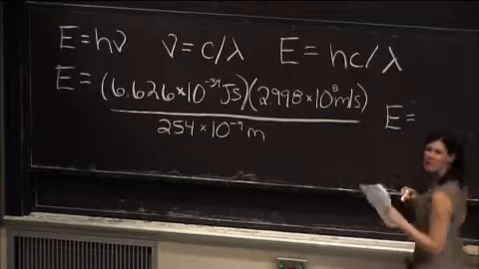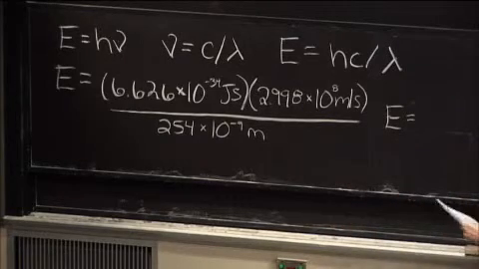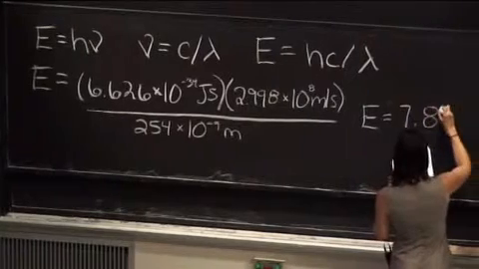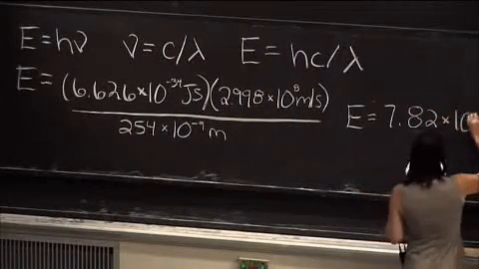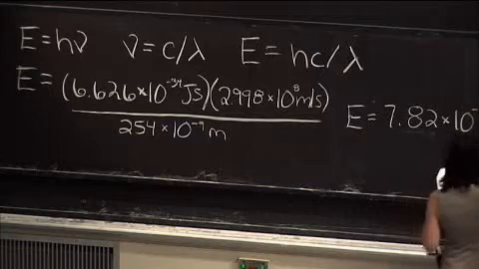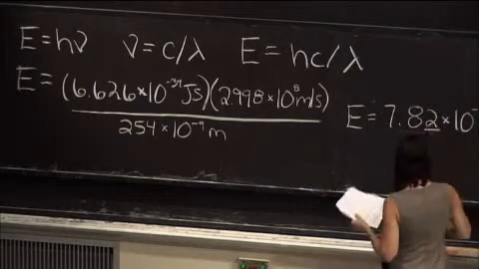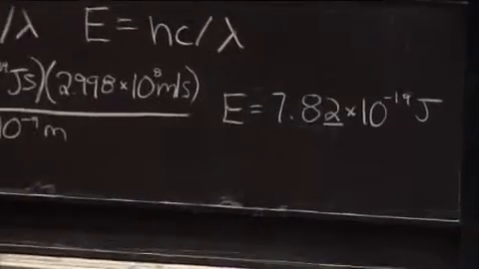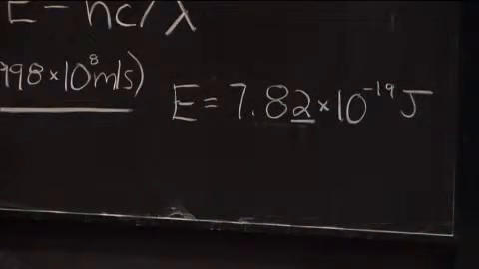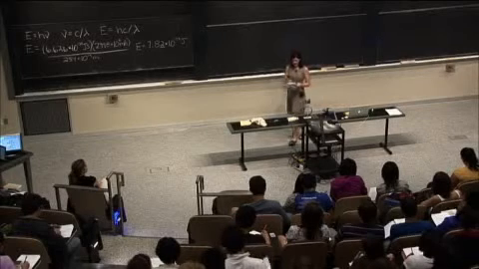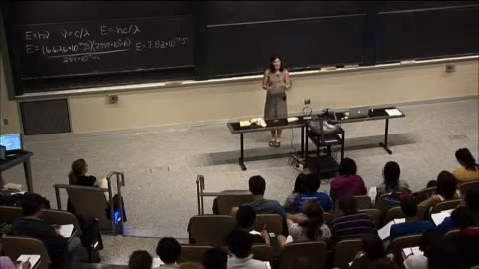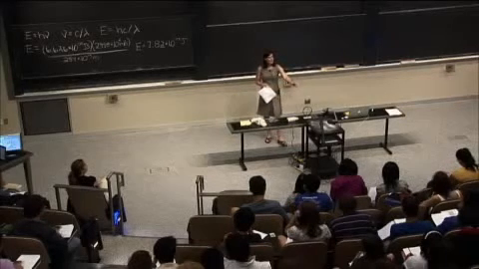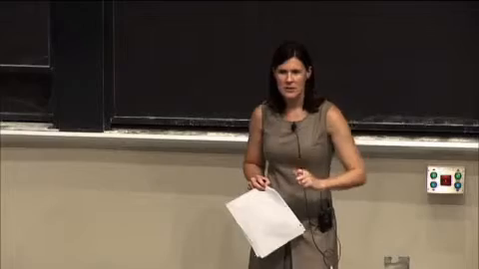So hopefully, if some of you have your calculators with you, you can confirm the answer that I got, which is that the energy is 7.82 times 10 to the negative 19 joules. So remember, what we're talking about here is the amount of energy that's in each photon. So if we think about the work function for zinc, the work function for zinc is 6.9 times 10 to the negative 19 joules. Do we expect that when we shine our UV light on the zinc, we'll be able to eject electrons?